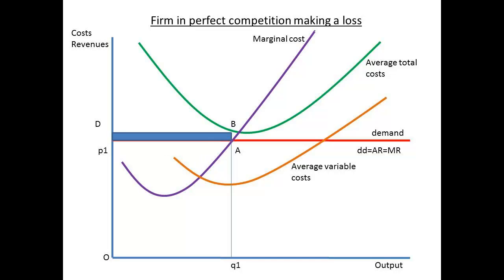At the loss minimizing output point, the average total cost is equal to BQ1, which is greater than the average revenue, AR. The loss per unit of output is now equal to BA. The total loss is represented by the area of the rectangle P1DBA, which I have shown shaded for you. Should the firm now close down? Well, with output Q1 and price P1, the price is still above average variable costs. So variable costs and part of fixed costs are being covered, and this is why a firm may continue to produce in the short run.